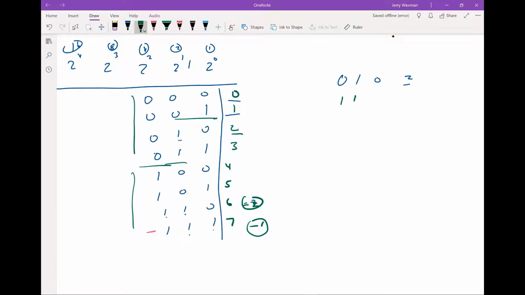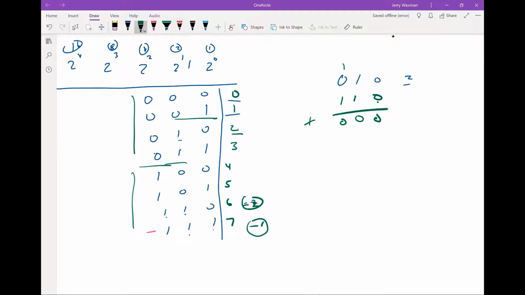So 1, 1, 0. So 0 plus 0 is 0, carry the 1. 1 plus 1 is 0, carry the 1. 1 plus 0 is 1, plus 1 is 0, and I throw this 1 away because it's only 3 bits. So that, in fact, behaves like a minus 2.